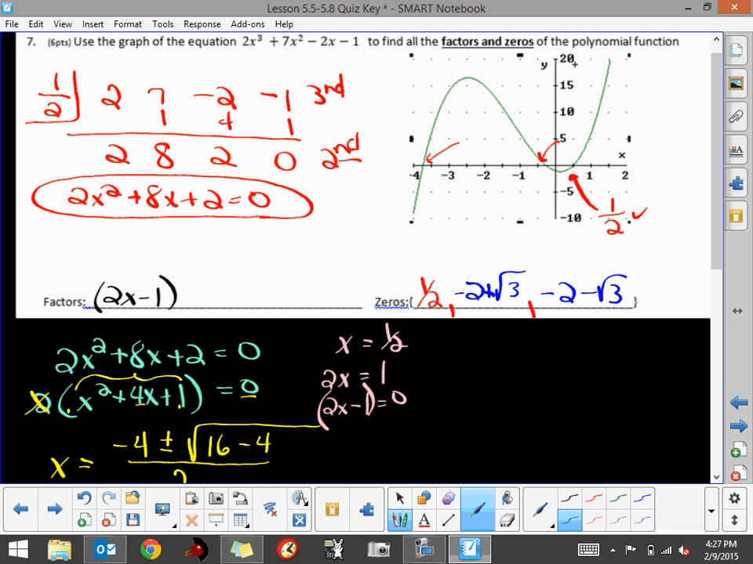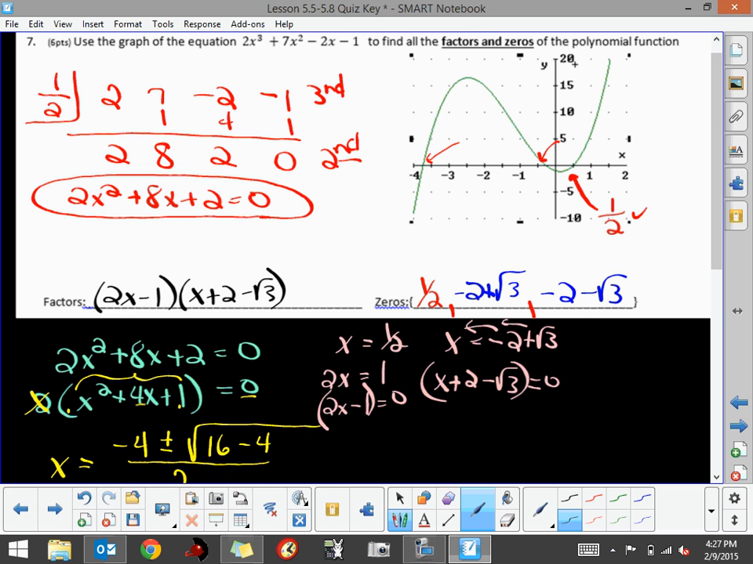We're going to do the same thing with the other two. We know that when x is -2 plus the square root of 3, it's a 0 for the function. To get a factor, we simply move them over and set it equal to 0. So x plus 2 minus the square root of 3 equals 0. There's our second factor that we want to include. So it's going to be x plus 2 minus the square root of 3.